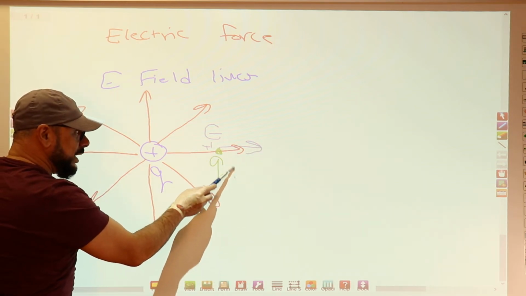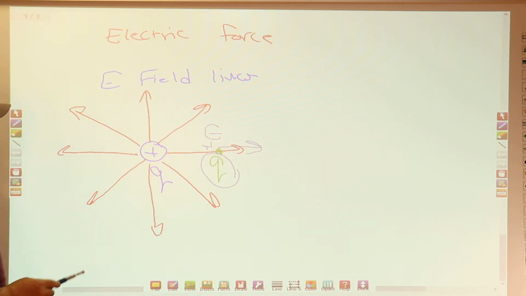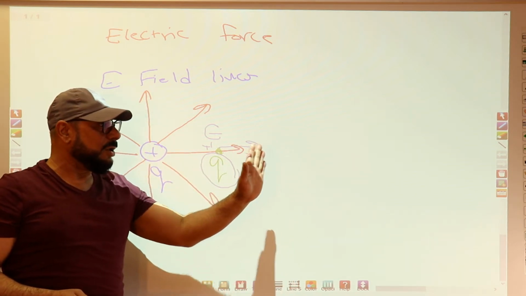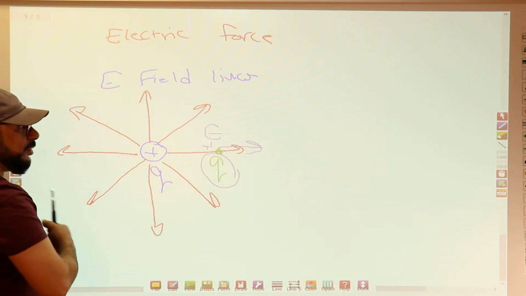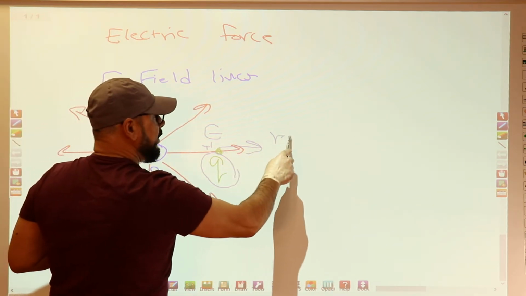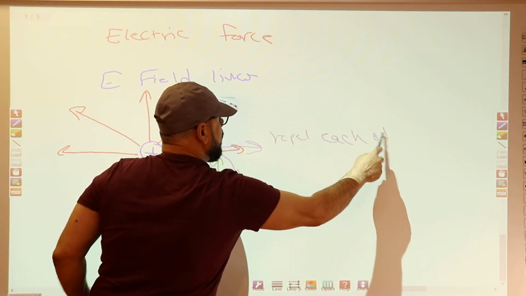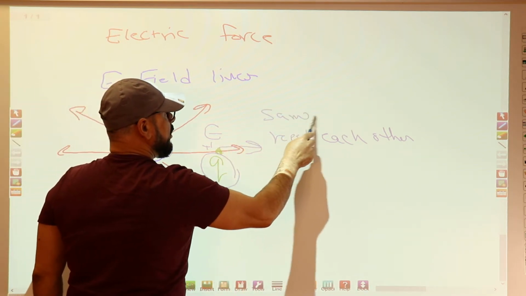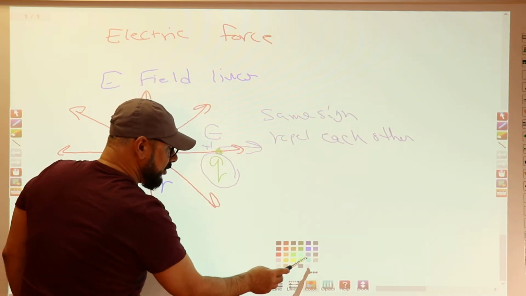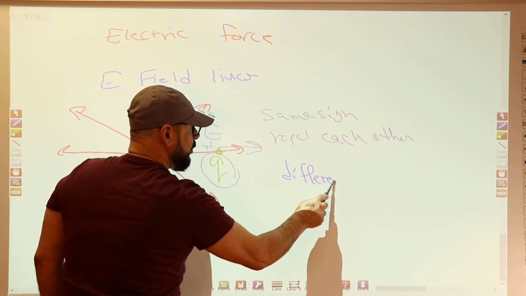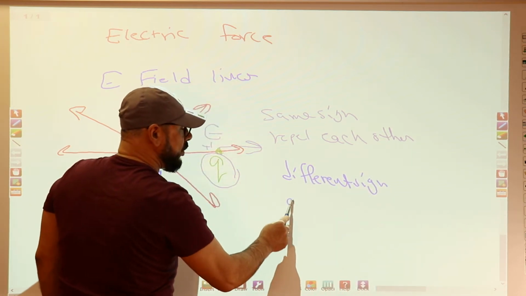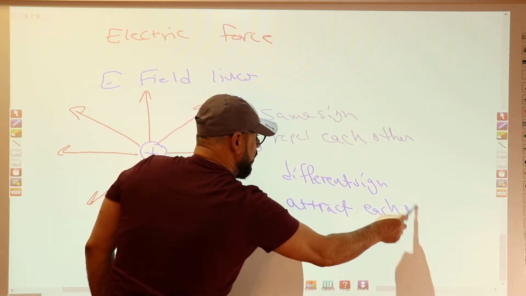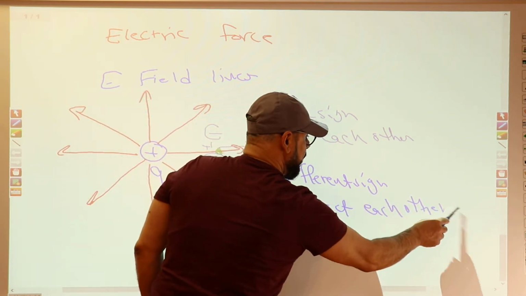Now, instead of one, we're going to have a charge Q that comes and sits here. What's going to happen with this charge? This is plus. If this guy is a plus, we'll go the other way, repulsive force. They repel each other. If they are positive, if they have the same sign, same what? Sign. But if they are different sign, they will what? Attract. We call it attractive force, attract each other.